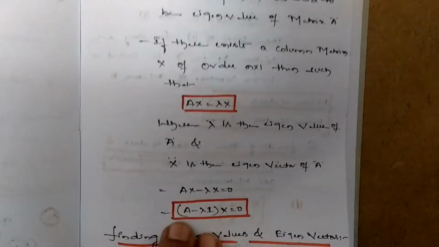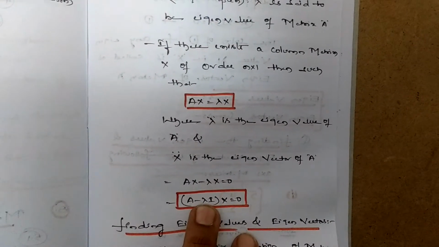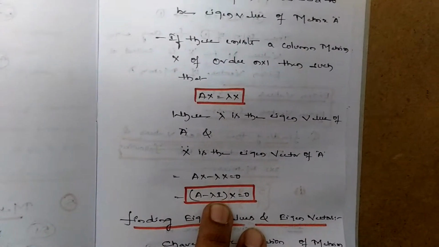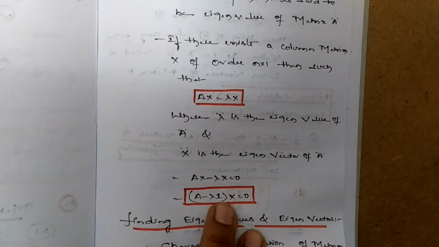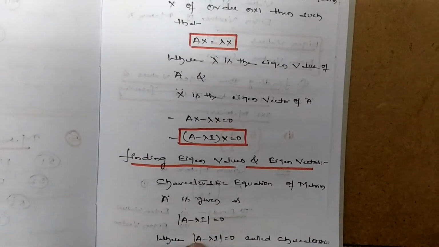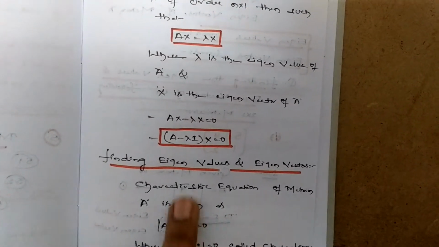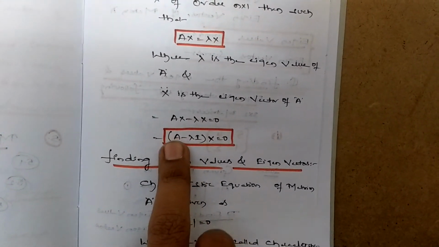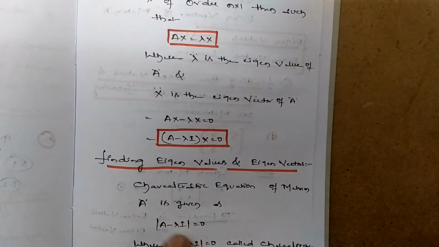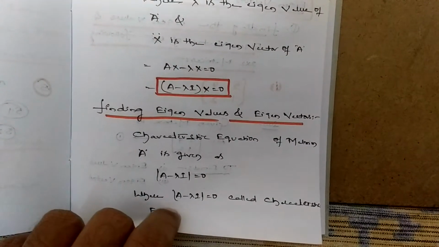I will repeat once again. The eigenvalue equation is A minus lambda I into x equal to 0, where lambda is the eigenvalue, which may be either real or complex, and x is the eigenvector. For finding the characteristic equation of a matrix A, take the modulus of whatever we got here to find the characteristic equation of the given matrix.